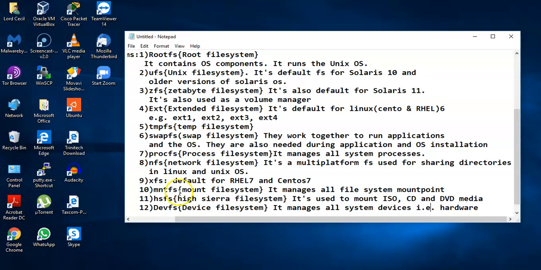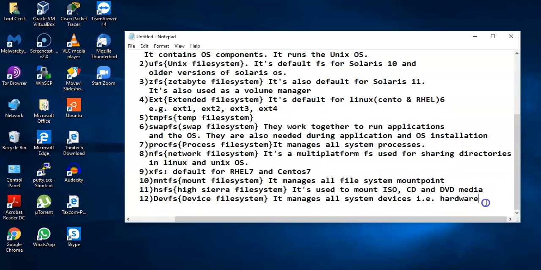So I would say get to know DevFS, get to know MountFS, get to know NFS. We're going to study NFS as a topic on its own. Get to know swap and the extended file system. Those are the ones we'll be looking at subsequently.